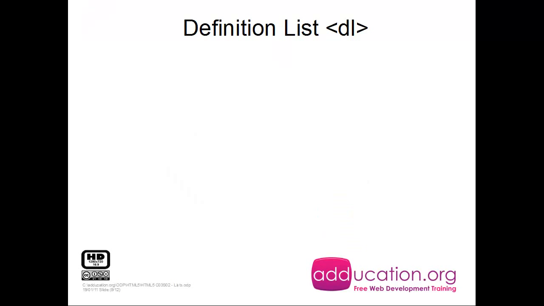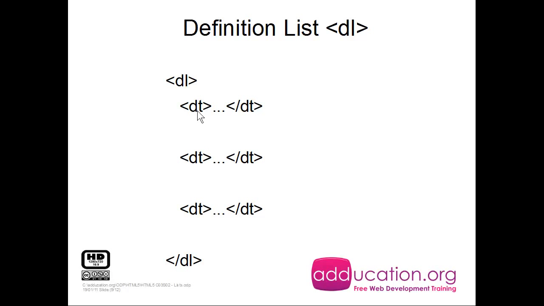Next one is the definition list. It's not that many used, but I will tell you. The definition list starts with the DL, from definition list, and it ends with a closing tag. In between is the definition term. So the definitions, and then I'm going to explain what those definitions are, and that's the definition itself.